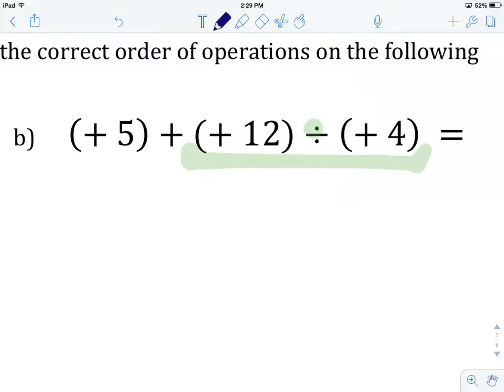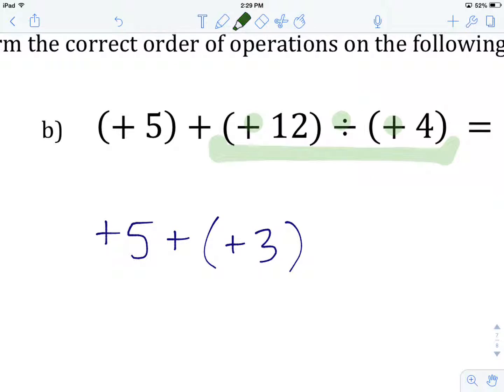In order to do that, I'm going to write down the integers I'm not using. So there's plus 5 plus, or added, 2. Now I need to do this bit of division. So I have a positive 12 divided by a positive 4. I know that when I'm dividing two integers with the same signs, my quotient will be positive, and 12 divided by 4 gives me 3.